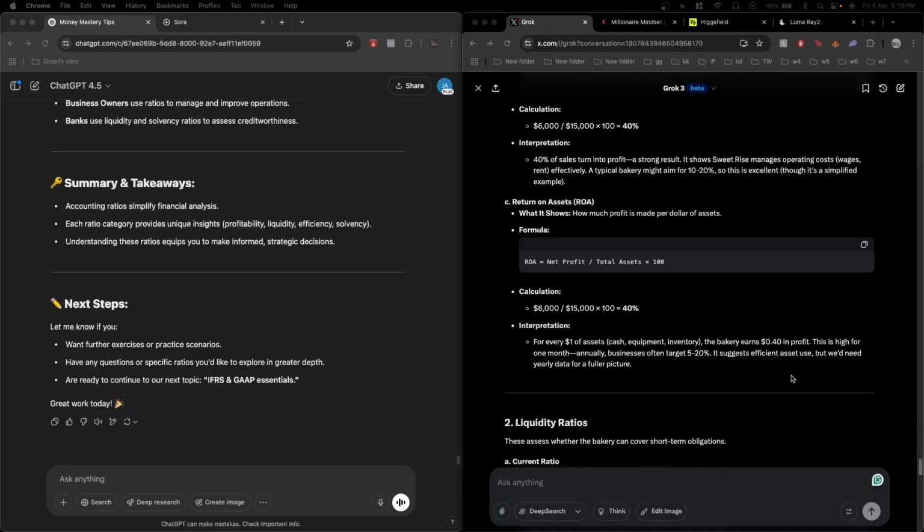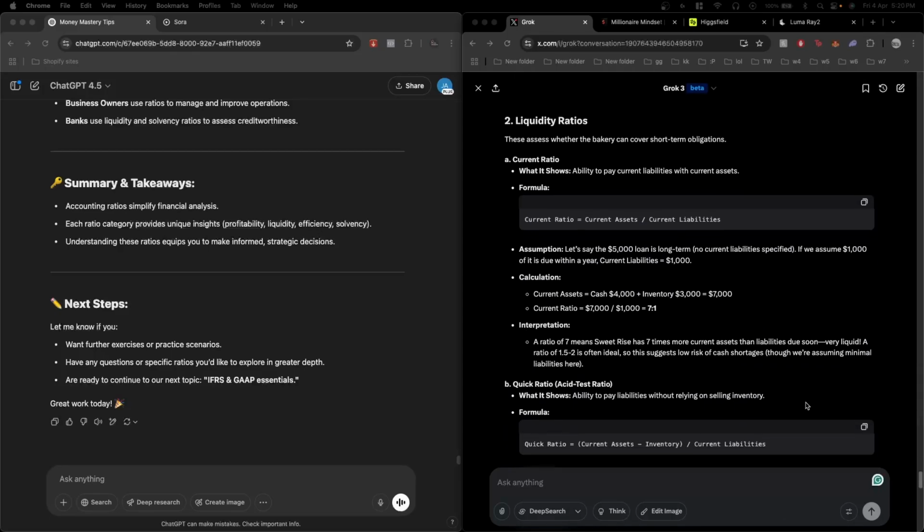So what is the interpretation of the return on assets? For every $1 of assets in cash, equipment, or inventory, the bakery earns $0.40 in profit. This is high for 1 month. Annually, businesses often target 5 to 20%. It suggests efficient asset use, but we'd need yearly data for a fuller picture.